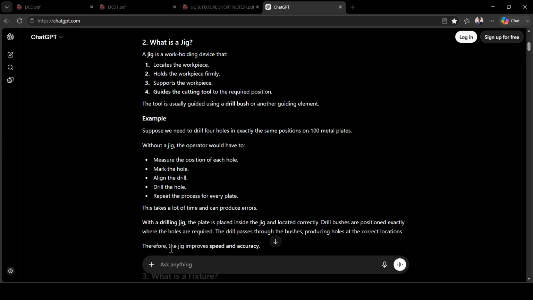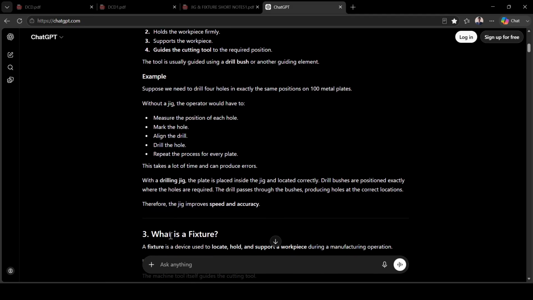Example: suppose we need to drill 4 holes in exactly the same position on 100 metal plates. Without a jig, the operator would have to measure the position of each hole, mark the hole, align the drill, drill the hole, and repeat the process for every plate. This takes a lot of time and can produce errors.